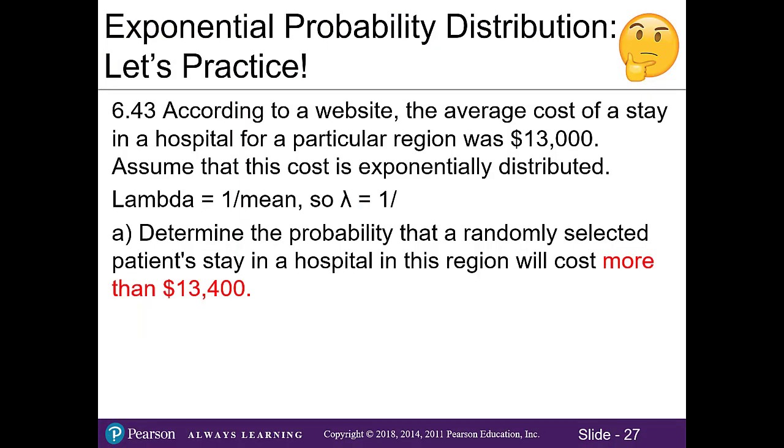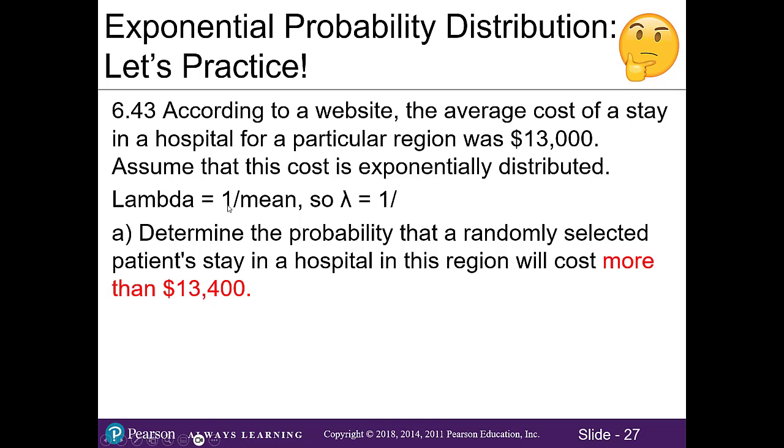So let's look at an example from the homework. Problem 43. According to a website, the average cost of a stay in a hospital for a particular region was $13,000. Assume that this cost is exponentially distributed. So you can see right in the story, it tells you we're doing exponential distribution. The first step you want to do is to figure out your lambda. So here's the word lambda. The symbol looks like an upside down Y.